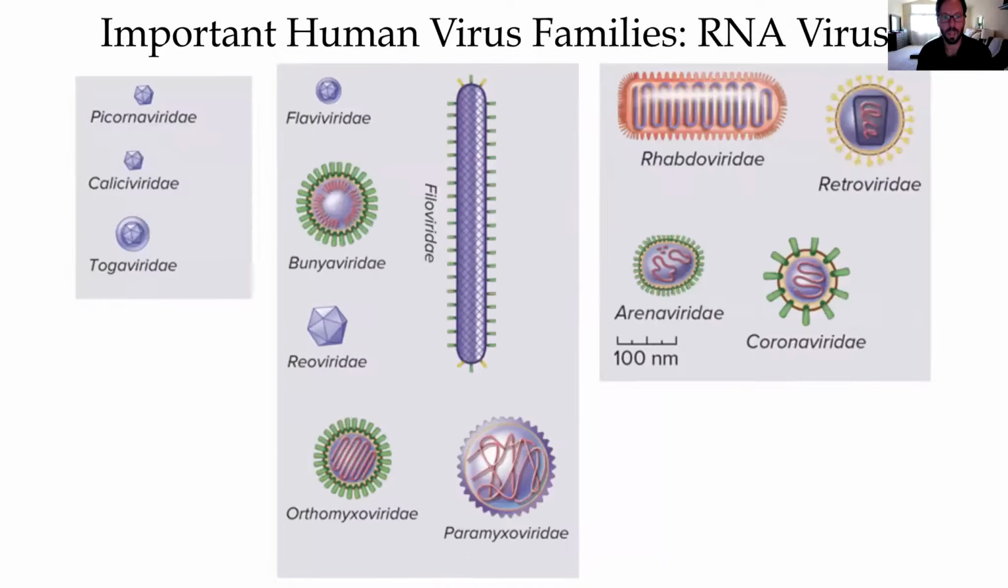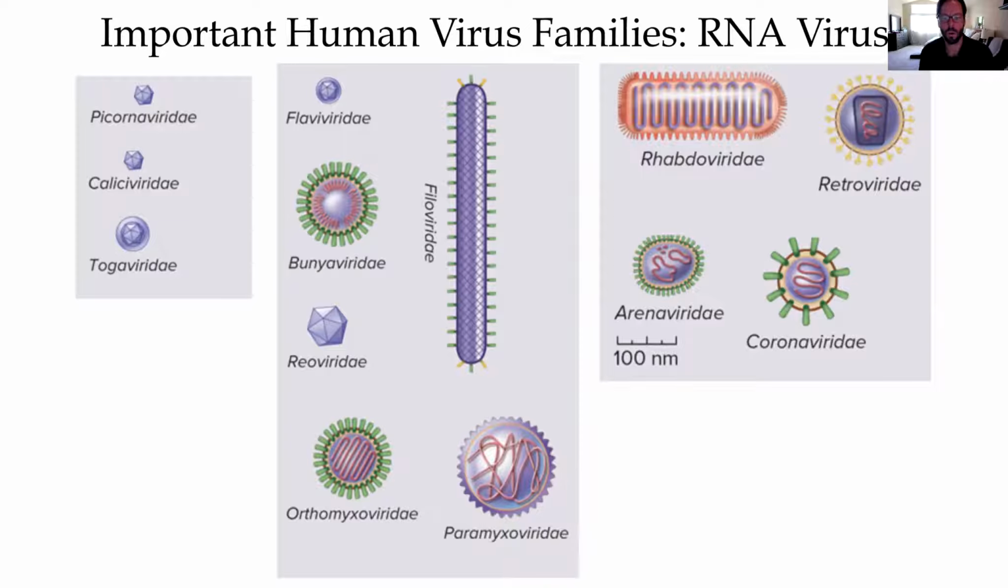In some cases. RNA viruses, there are a lot of them. Picorna, Calici, Toga, those are kind of smaller ones. You got flavivirus, those are the hemorrhagic viruses. West Nile is an example of flaviviridae. Bunya is another hemorrhagic, but I guess most of them, like dengue fever and stuff like that, are flavivirus.